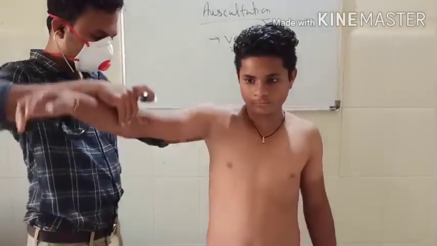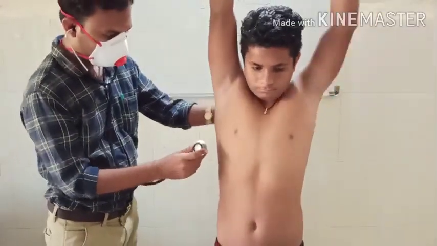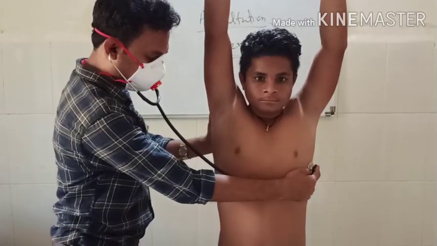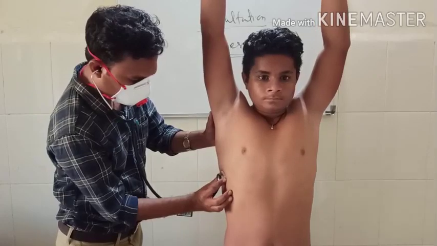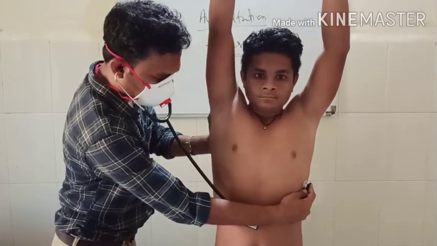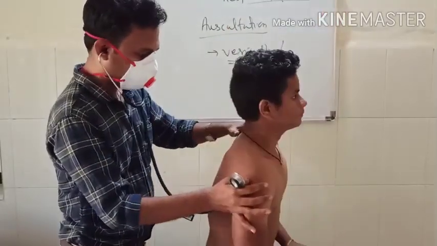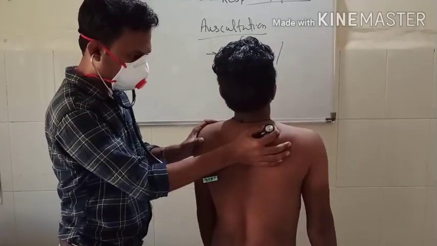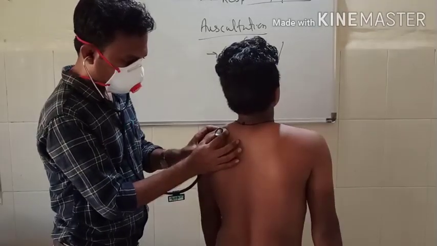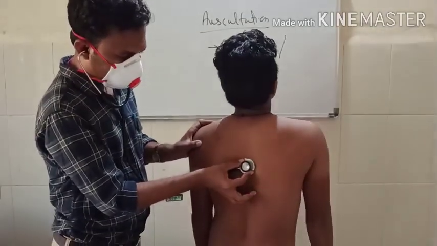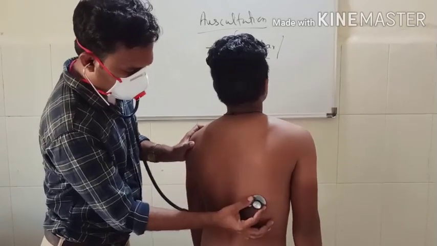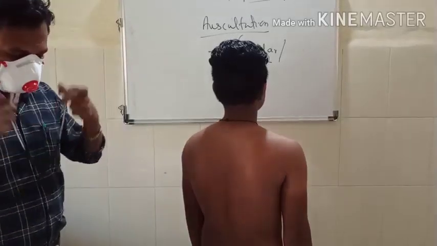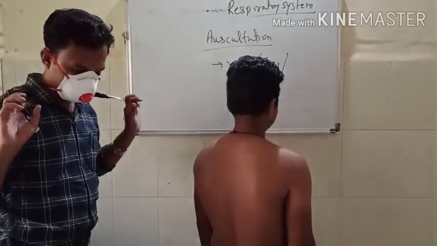Then you auscultate the other side. Axillary area. Infra-axillary. Then you auscultate for suprascapular. Then interscapular, only one area it is. Then infrascapular. This is how we auscultate the respiratory system.